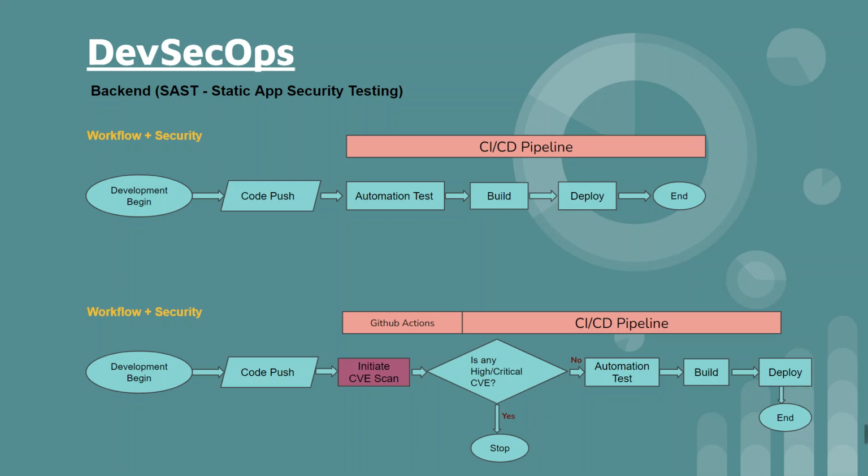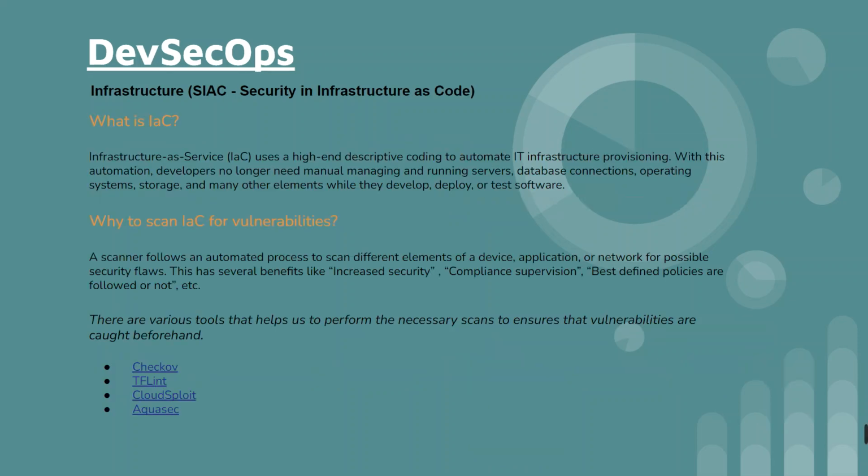Now let's move to the next component, which is infrastructure. So security in infrastructure as code. As I have explained earlier, infrastructure as code is basically nothing but writing code which does the necessary automation process, and finally at the end it brings up the server and instances which we are looking for.